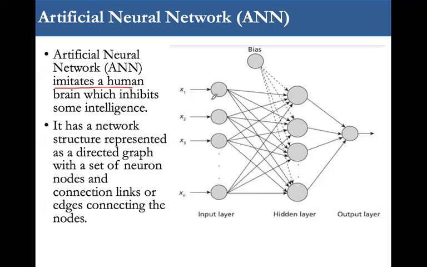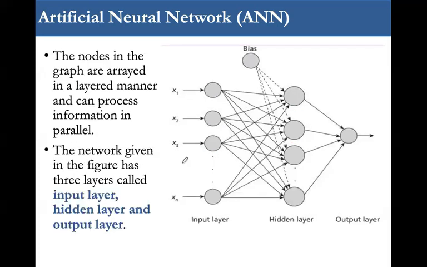So you can see here, these are all the nodes. And these nodes are connected through the connecting links. You can see here, these are all the connecting links. The nodes in the graph are arranged in a layered manner and can process information in parallel. The network in this figure, here it shows it has 3 layers: input layer, hidden layer and output layer.